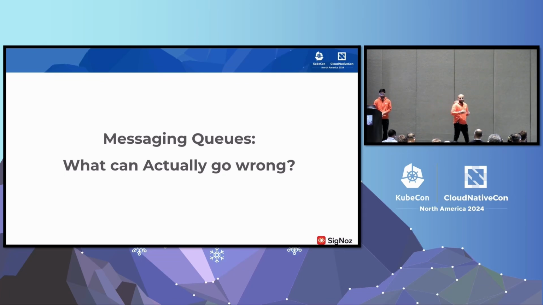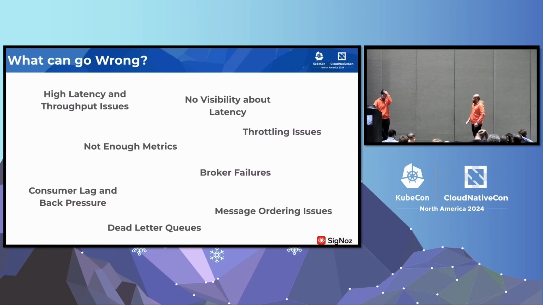So what can actually go wrong? Each and every one of us has already had an experience with messaging queues, and we know that messaging queues are hard. There might be some problem within the messaging queue, and we might not be able to sort it out. You will not figure it out until you just reboot all the systems. So let's talk about it. There might be throttling issues. There might be broker failures. There can be consumer lag that you might not know about, and this might lead to back pressure. There are obviously not enough metrics, which we are going to talk about. And then there are high latency and throughput issues. Probably some messages are sitting in DLQs and are never processed, and we do not know why.